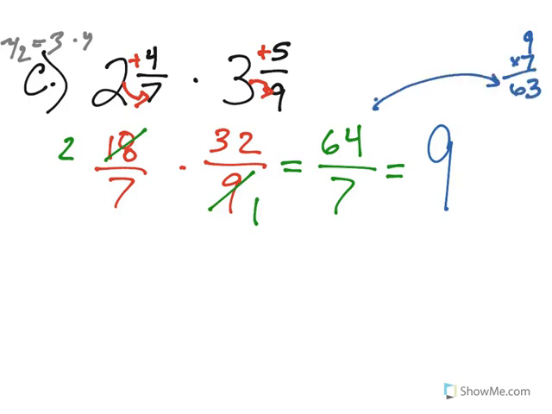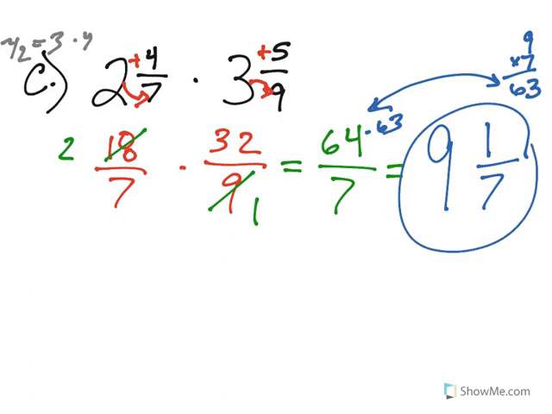So compare 63 to 64. How many do I have left over? 1, because 63 is taken out and then there's just 1 left. So my mixed number answer is 9 1/7.